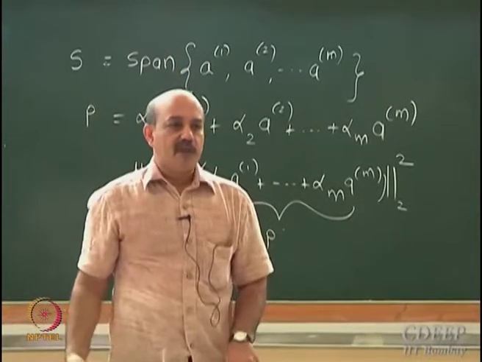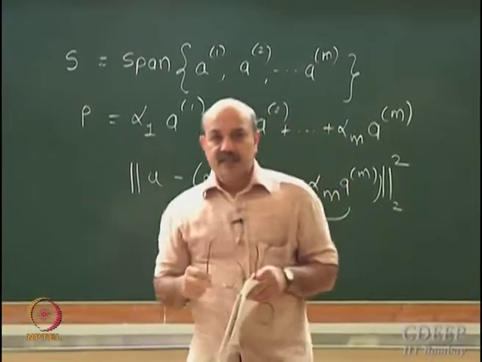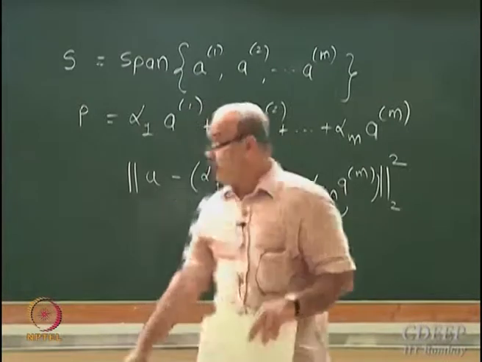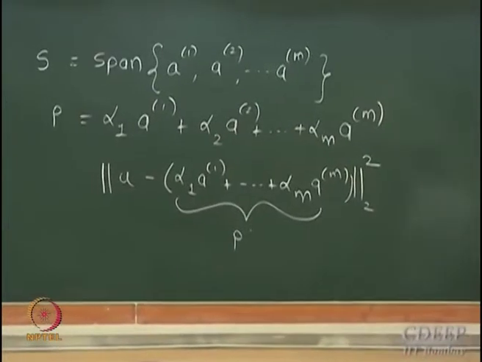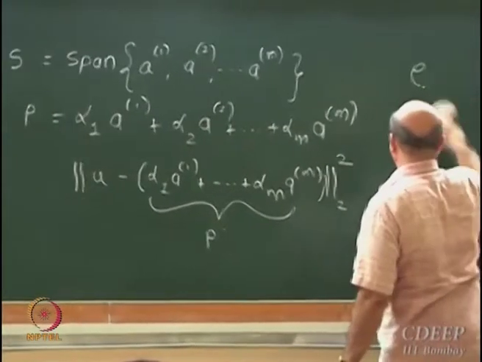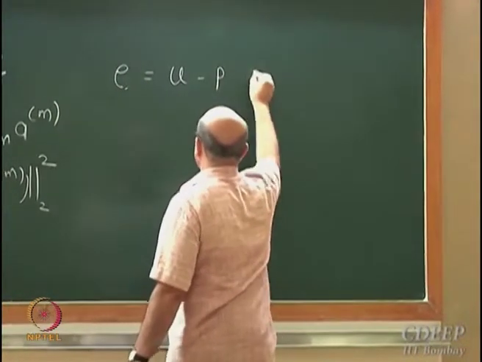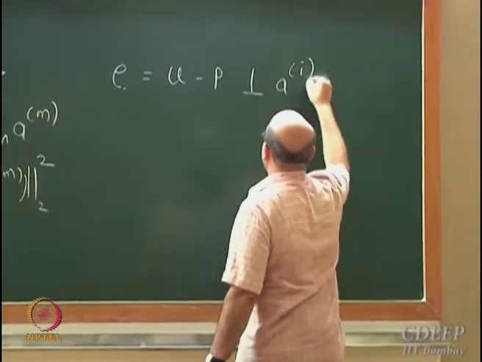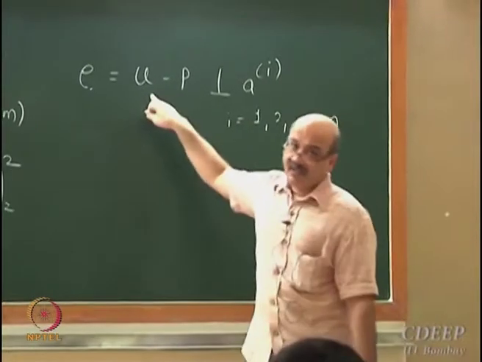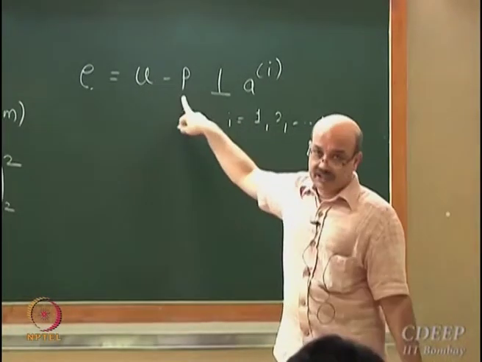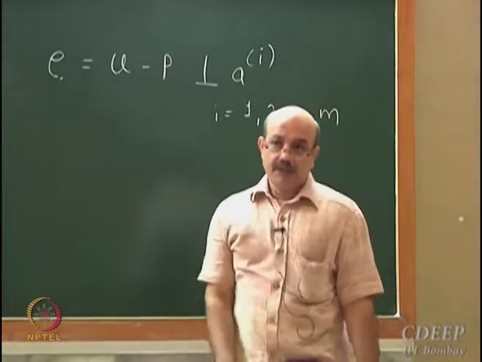So what the classical projection theorem in Hilbert spaces says is that the way to find this vector P which is at the shortest distance is to use the fact that this error vector E, that is u minus p, is perpendicular to ai, i going from 1 to m. This error between the original vector and the projection is orthogonal.